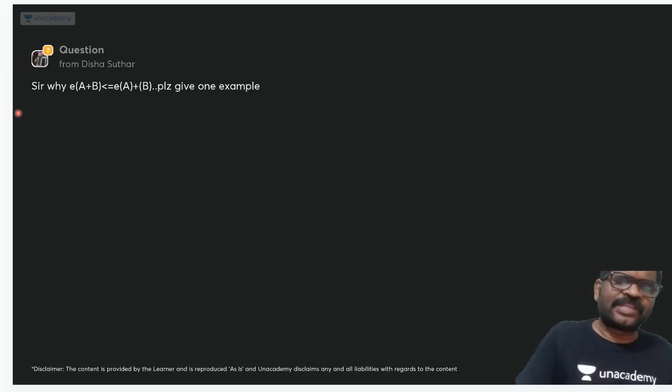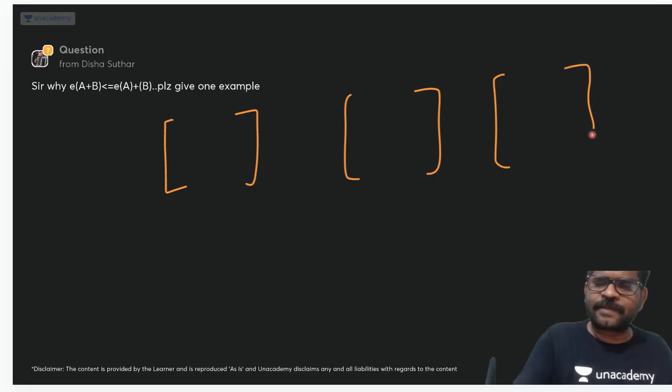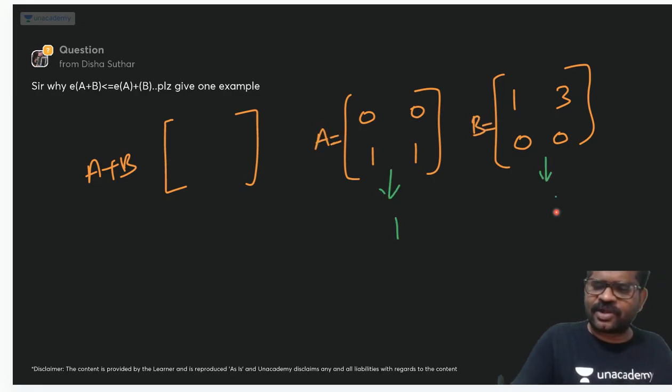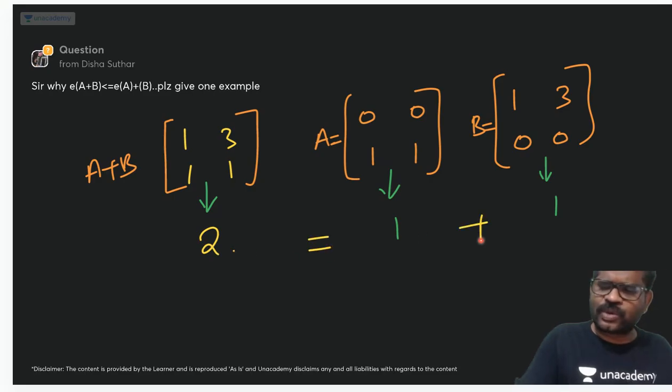Rank of A plus B is less than or equal to rank of A plus rank of B. Give an example; take two examples, no problem. A, B: 0, 0, 1, 1 and 1, 3, 0, 0. This is A, this is B. Rank of A is 1, rank of B is 1. Add both: 1, 3, 1, 1. Rank of A plus B is 2. 2 equals 1 plus 1.